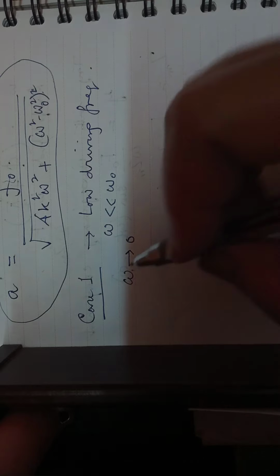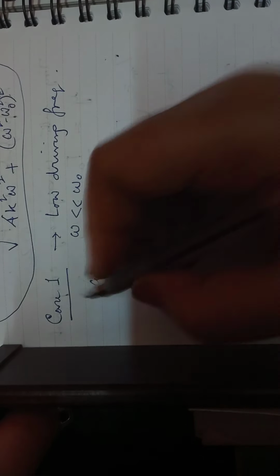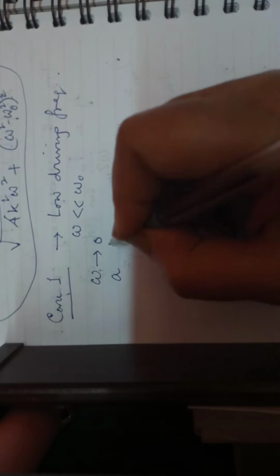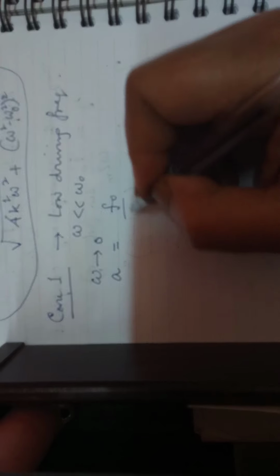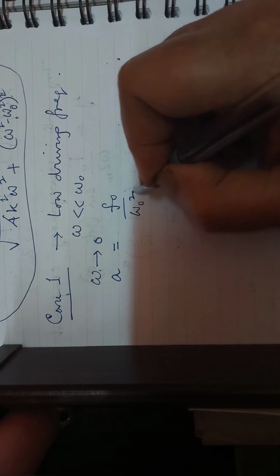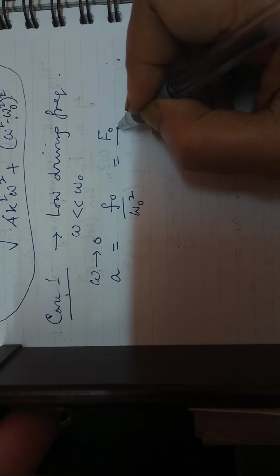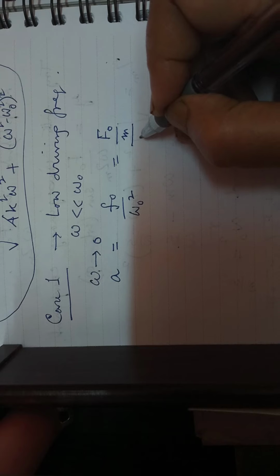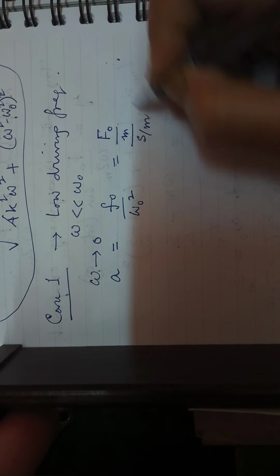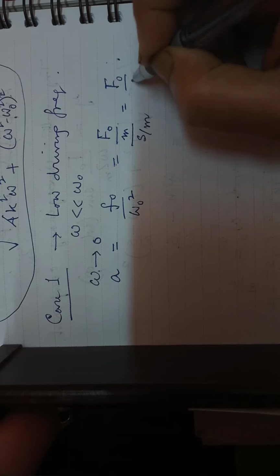Okay, so what we write over here, when omega goes to 0, the amplitude A will be equal to f0 by omega 0 square. What is f0? We have seen just now, it is F0 by m. And what is omega 0 square? It is s by m, isn't it? So this is equal to F0 by s.